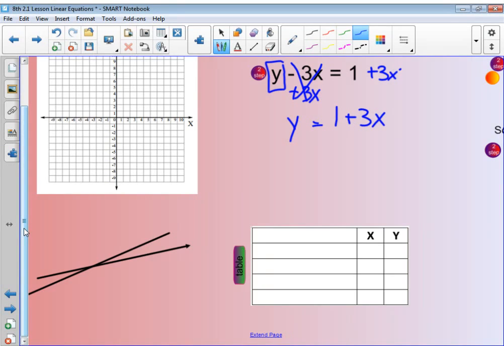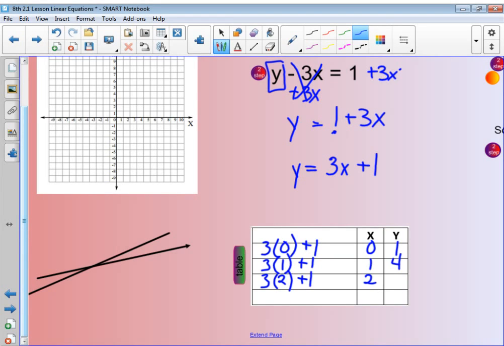You guys are used to seeing it with the x in that first position, so I'm gonna go ahead and rewrite it. Y equals, my x is a positive 3x, so 3x, and this 1 is a positive 1, so plus 1. Okay, so now if I substitute, I'm going to use 0, 1, and 2 again. So 3 times 0 is 0 plus 1, so 0 plus 1 is 1. 3 times 1 is 3, plus 1 gives me 4. 3 times 2 is 6, plus 1 gives me 7.